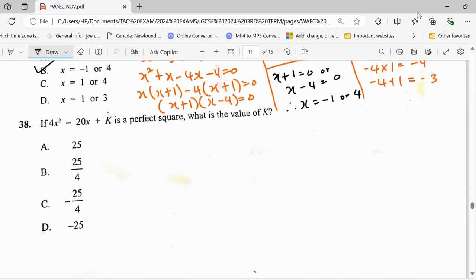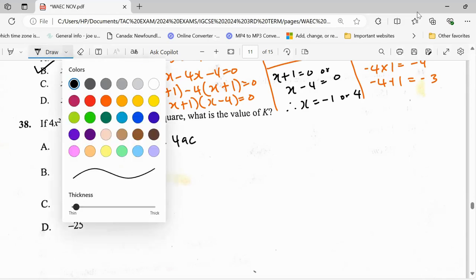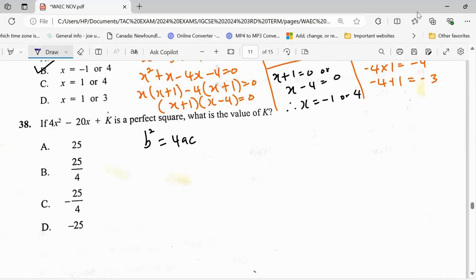Question 38 says, if 4s squared minus 20s plus k is a perfect square, what is the value of k? Once an algebraic expression is a perfect square, that means b squared equals 4ac. That condition will be satisfied if it's a perfect square. Now, note that a is the coefficient of s squared, which is 4. b is the coefficient of s, which is minus 20. And c is the constant, which is k in this instance.